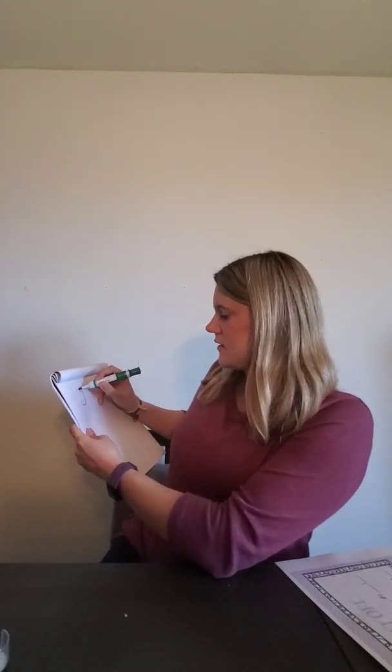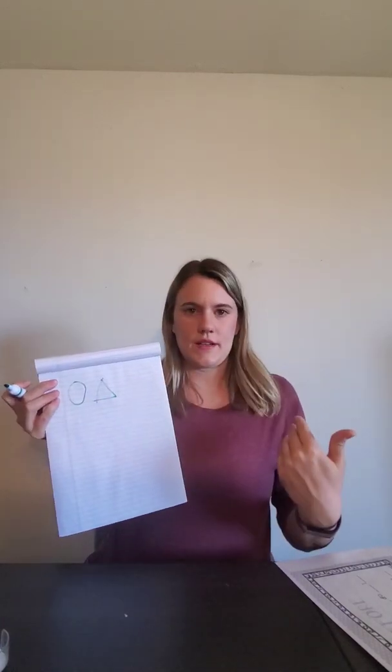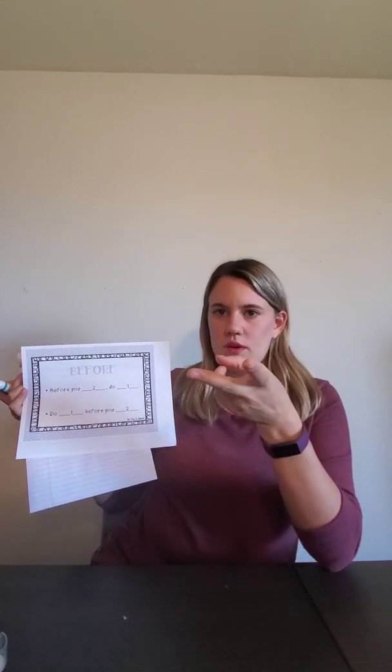Do one before you do two. That one is pretty straightforward. So if I said draw a circle before you draw a triangle, it's exactly in order. So I'm going to draw a circle, and then I'm going to draw a triangle. They're in sequential order already. For the second one, it's in reverse order. So it says before you do two, do one. And now the order is flipped.